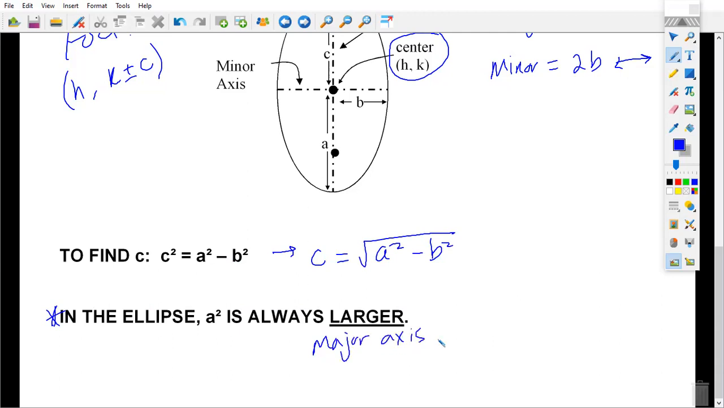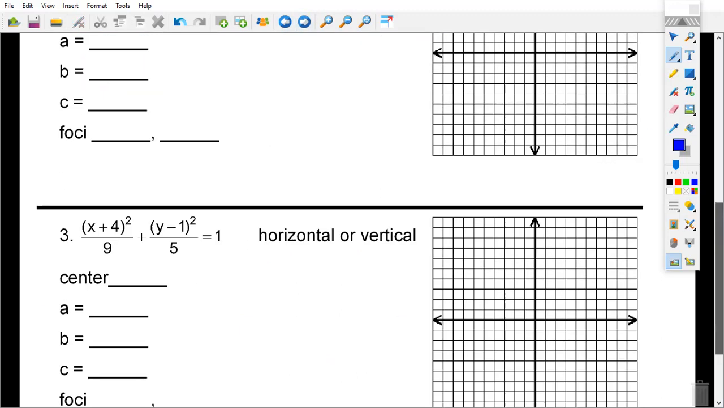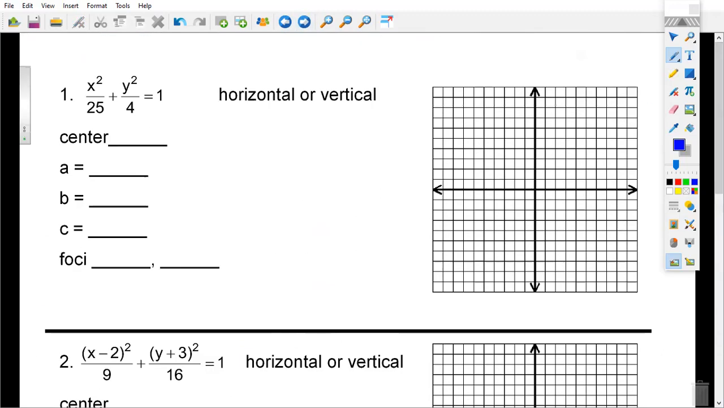Okay. All right. So let's put some of this to use. Looking here, first we're going to determine whether it's horizontal or vertical. Remember, horizontal means your x has the larger denominator. Vertical means your y has the larger denominator. This would be horizontal.